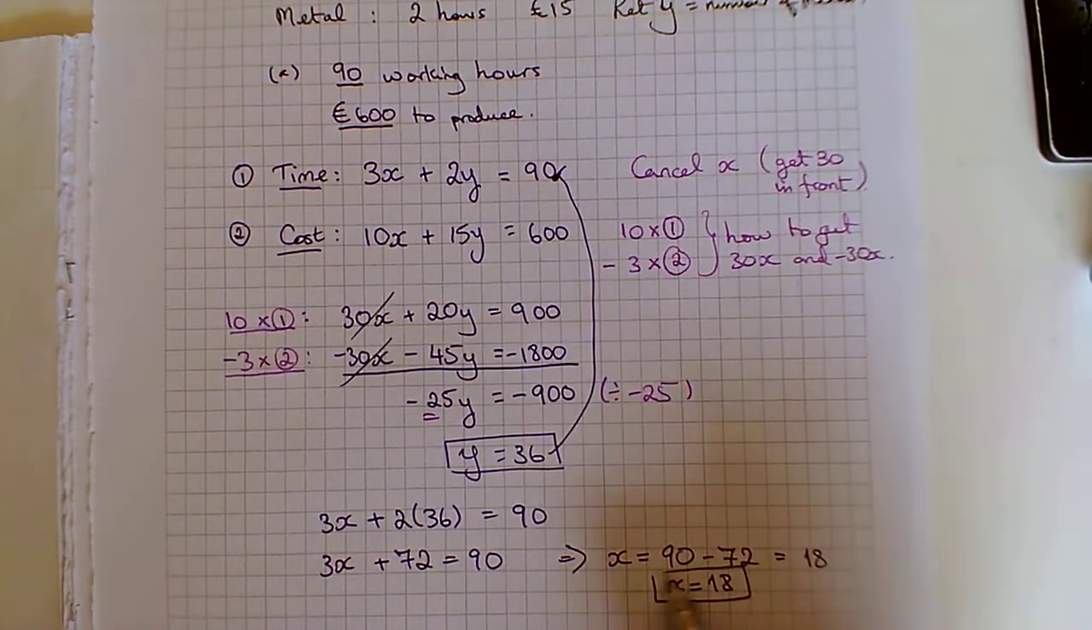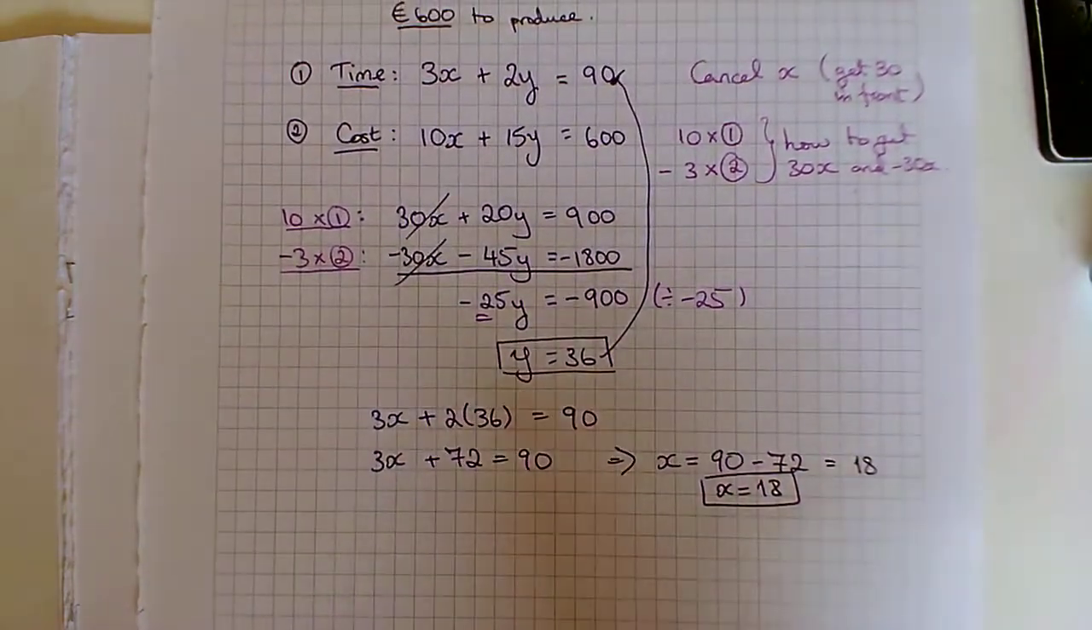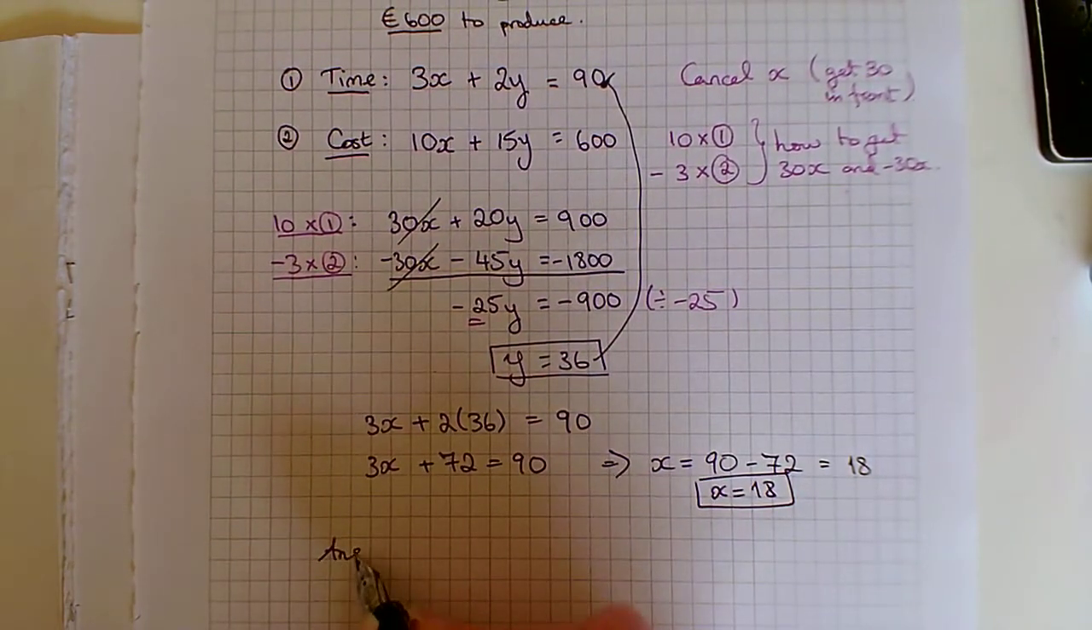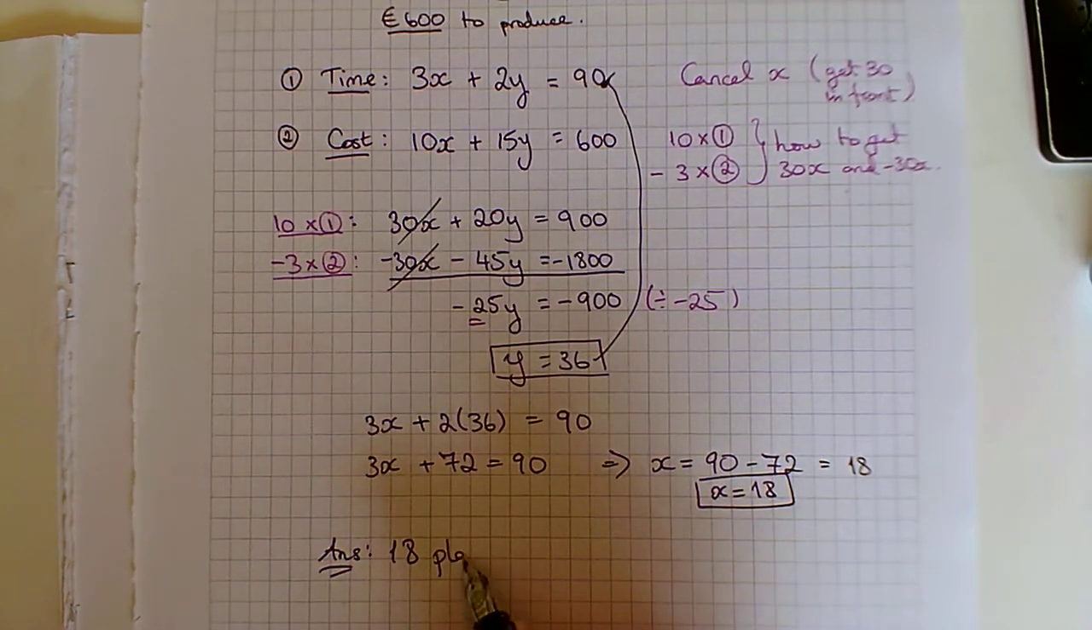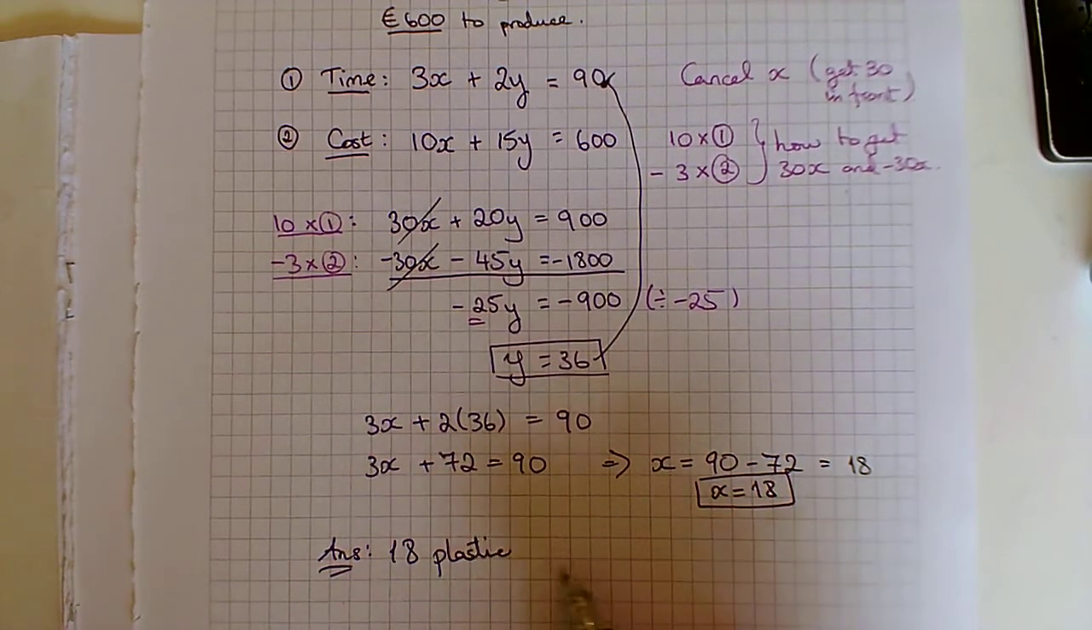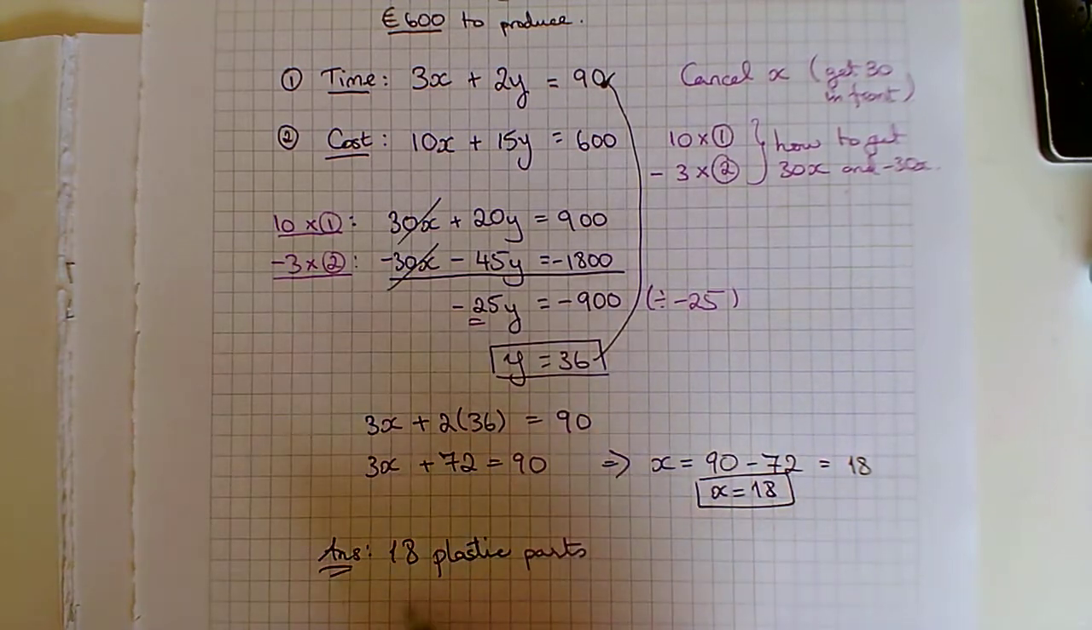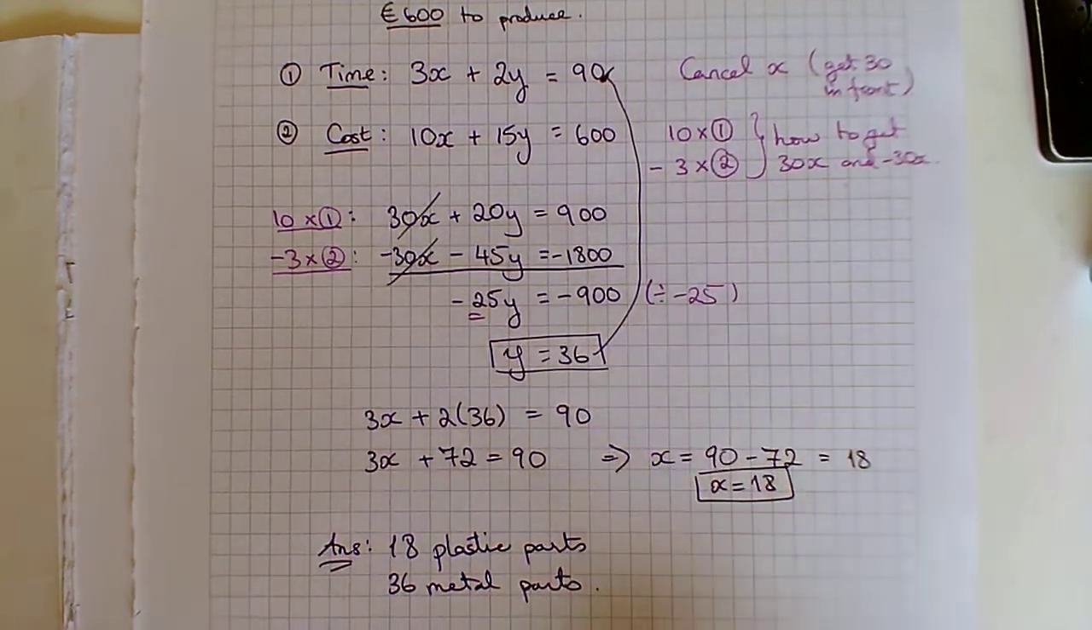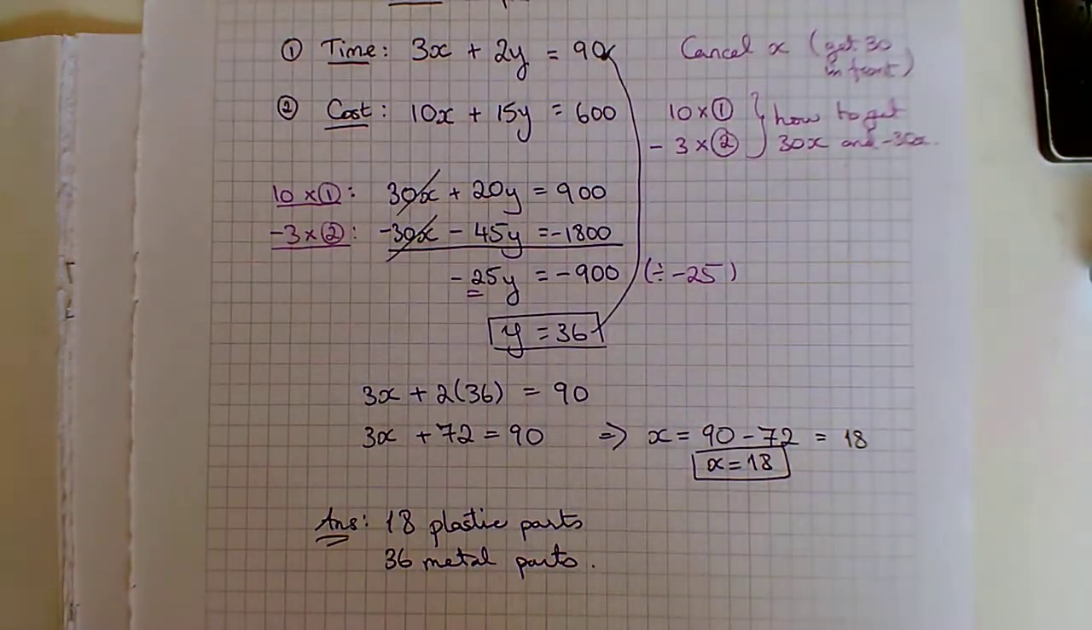Be careful now. X and Y are something that we introduced. So when we're writing down our answer to this first part, we're going to say that there are 18 plastic parts and 36 metal parts. So there we go. That's the answer to part A.